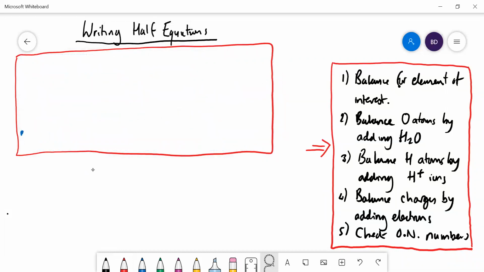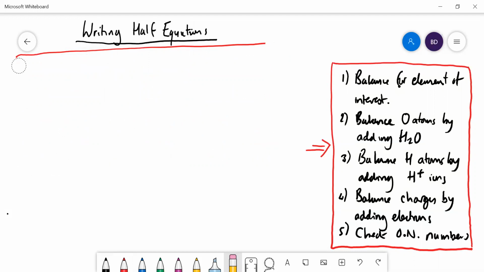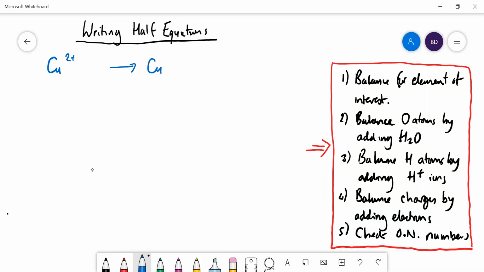Right, so now I'll just give you a couple of examples of half equations, ones that you've probably seen already and that are quite easy to understand. So you might see, I think we had in a previous video, Cu2+ turn into Cu. Now, to balance the charges there, we've got 2+ on the left and 0 on the right, so we've got to put 2 electrons in there. Okay, so that would show you that copper is being reduced because it's gaining electrons. Its oxidation number is going from +2 to 0, and that's why it's 2 electrons.